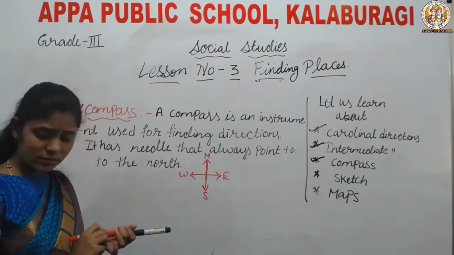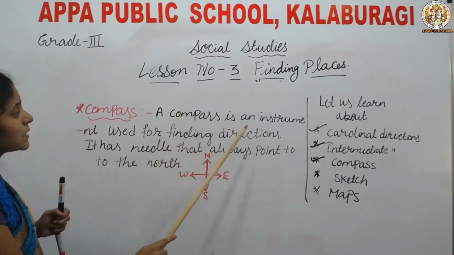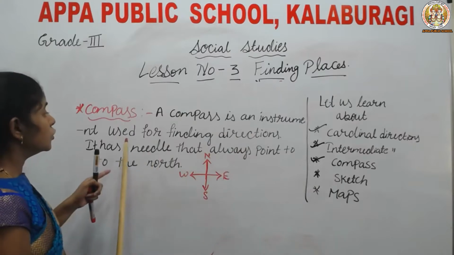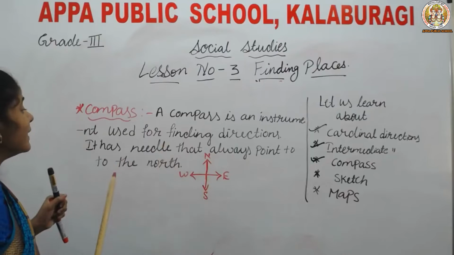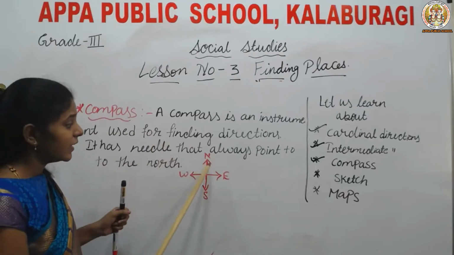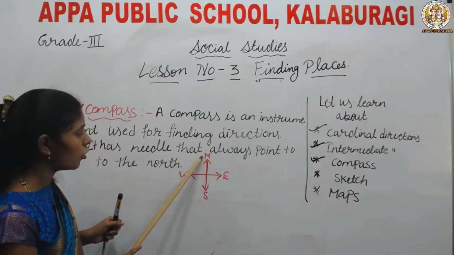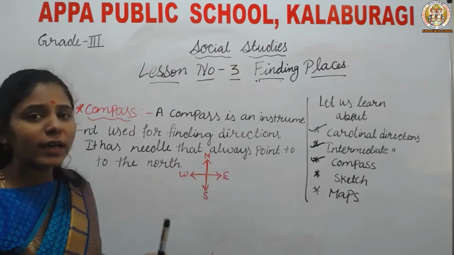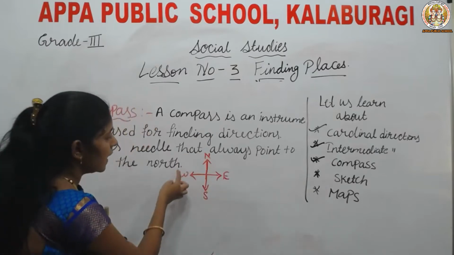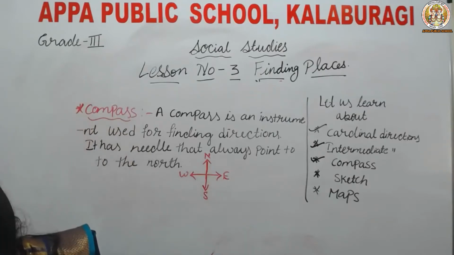See here, a compass is an instrument used for finding direction. It has a needle that always points to the north. If you know one direction, we can easily find other directions. Okay, understood? Okay. We'll move to the next.